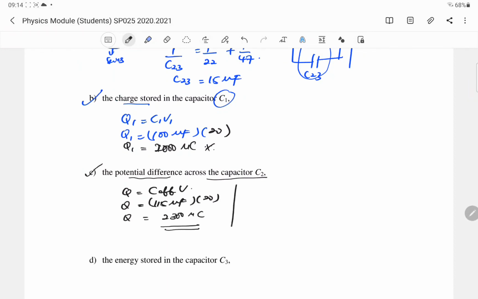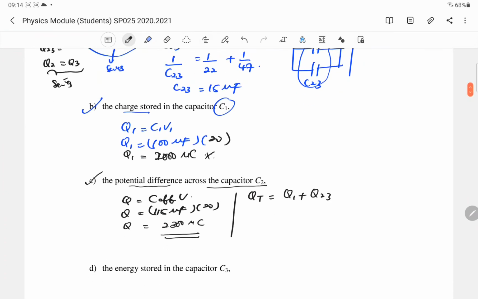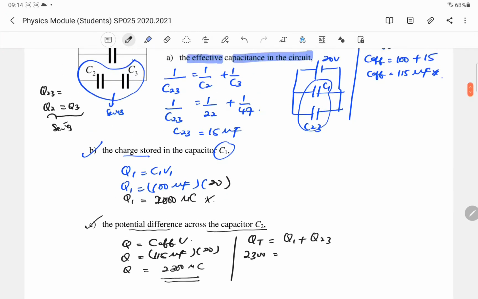So we got just now Q total equal to Q1 plus Q23. Okay, Q23. Why did I write Q23? Because Q2 is equal to Q3 because Q23 are connected in series. Okay, so Q total is 2300. Q1 we already have 2000 plus Q23. So Q23 equal to 300 microcoulomb.